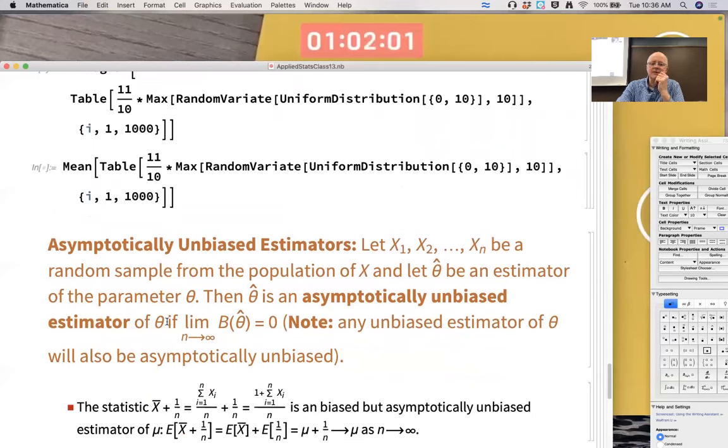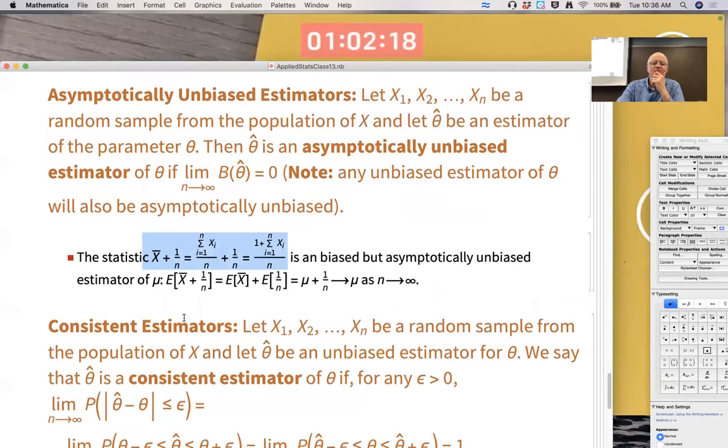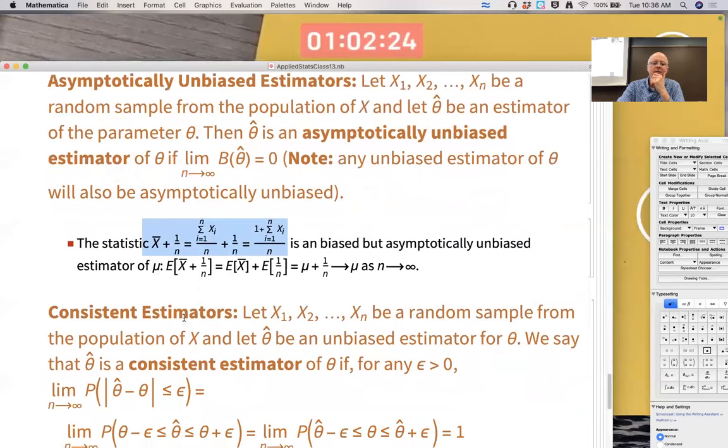Asymptotically unbiased estimators just have a bias that goes to 0 as n goes to infinity. Like this one. In other words, if the sample size is large, it's probably pretty good anyway, even if it's not unbiased.